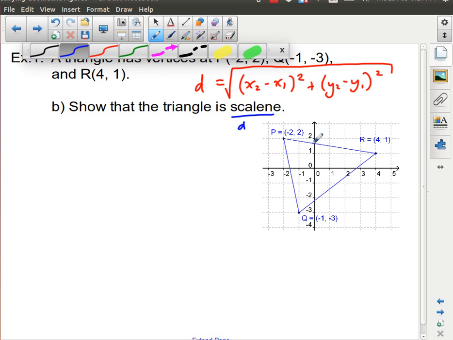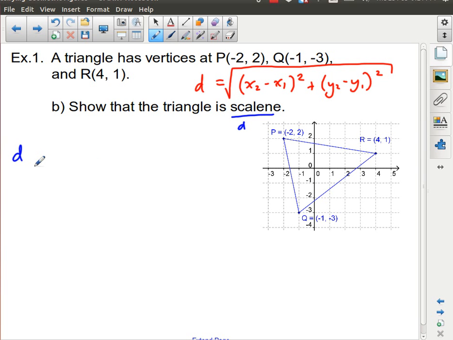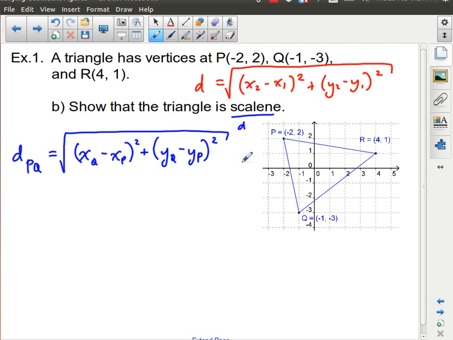So using good labeling, let's find the distance between, let's do it in the same order we did the previous example, PQ. So what is the distance between PQ? I'm going to write this out once fully, and then I'm going to start to take out this additional step. That would be the x-coordinate of the second point, which would be Q, minus the x-coordinate of P, all squared, plus the y-coordinate of Q minus the y-coordinate of P, all squared, square rooted.